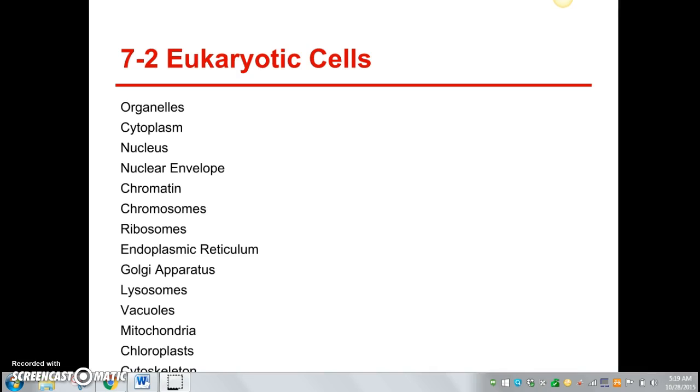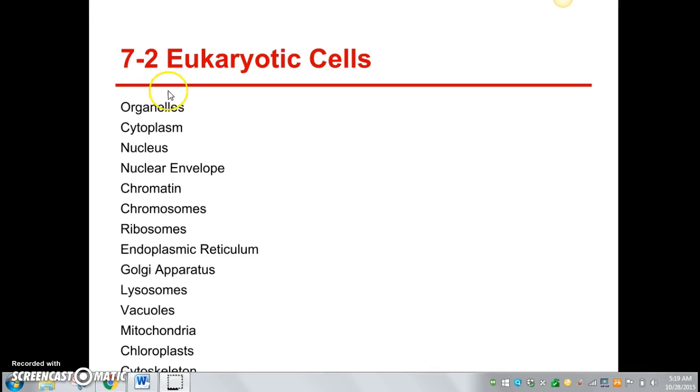This section right here, 7.2, is going to be broken down into 2 videos because it's quite a long one. We're going to talk about all these little teeny tiny parts inside eukaryotic cells. So let's title this Unit 3, Video 2A, Eukaryotic Cells. We're talking about these big, more complicated cells, your cells here, and all the little teeny tiny parts that make them up.